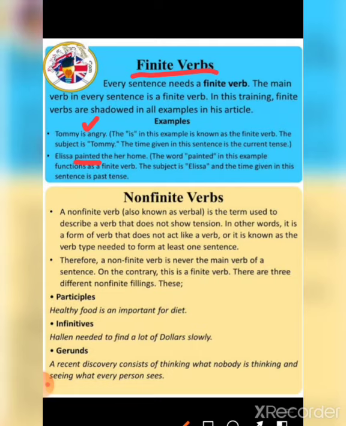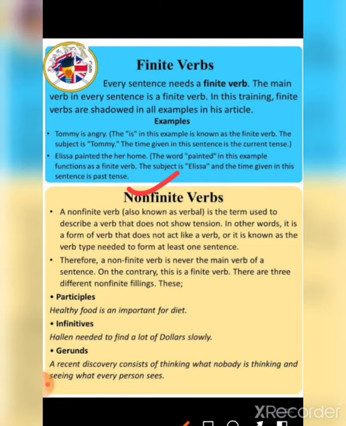Elisa painted her home. Here too you can change the verb: Elisa paints her home. You can write it in the present tense as well. Now look at the next type of verbs, that is, non-finite verbs. In non-finite verbs there are three types, three groups.